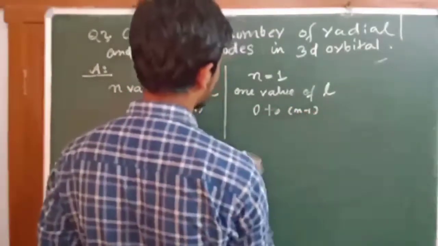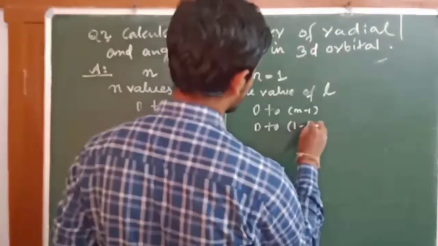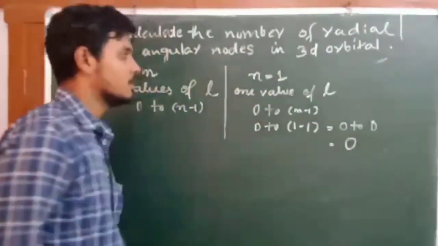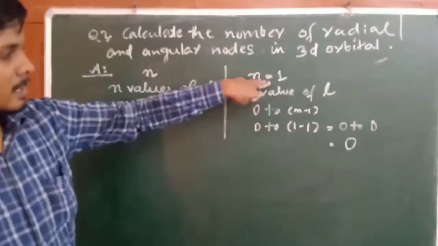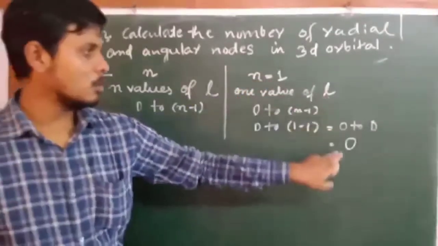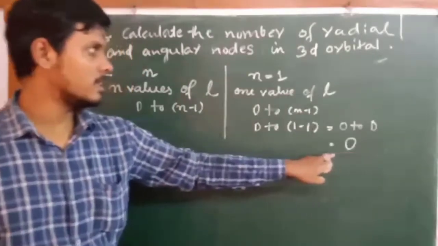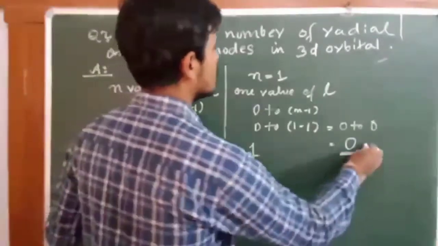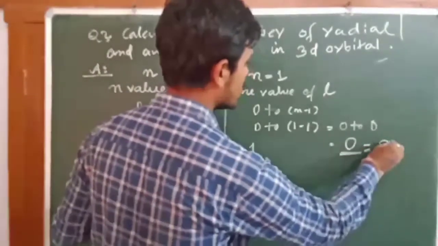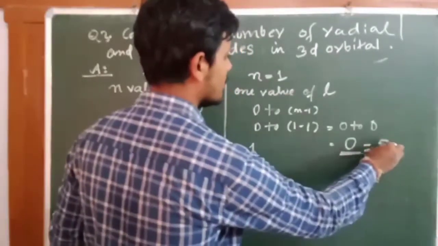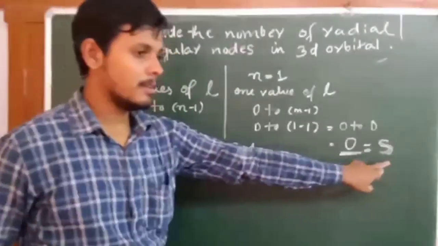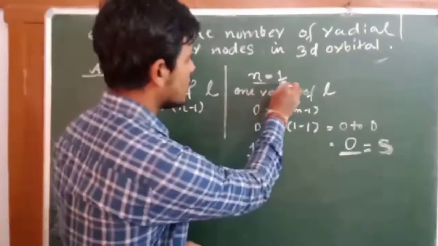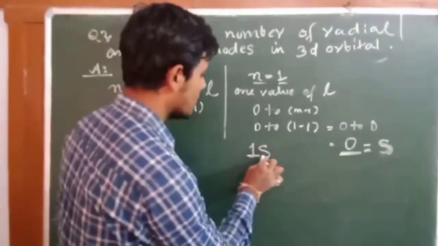So 0 to n minus 1 means 0 to 1 minus 1, that means 0 to 0, that means 0. So for principal quantum number equal to 1, there will be only one value of azimuthal quantum number, that is 0. That means if n equals 1, in the K shell we have an s subshell. The value of n is 1, the value of l is 0, I get 1s.